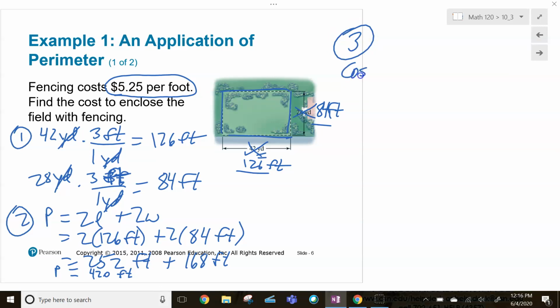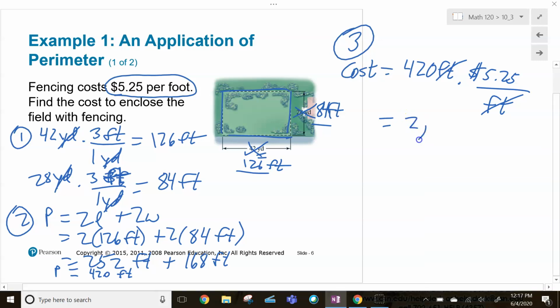So the cost to fence it, since we have 420 feet all the way around, and it costs $5.25 per foot. Notice our feet cancel. So 420 times $5.25 ends up being $2,205. That's our cost to fence, to enclose that field with fencing.